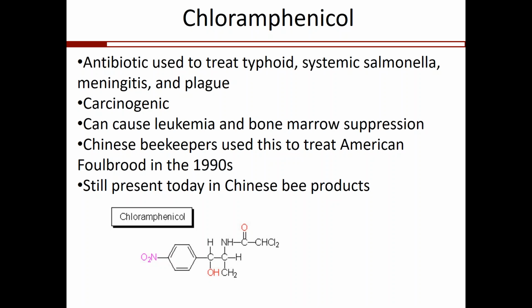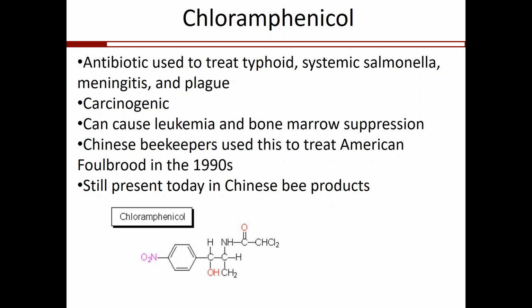In the late 1900s, beekeepers in China had a really bad case of American foulbrood, which is a very deadly disease for honeybee colonies. When a colony gets it, the method of treatment is you're supposed to burn the colony and destroy it and get rid of the colony. So there were very little restrictions in China on how beekeepers can treat their colonies, and they found out that this antibiotic works, so they started using this.